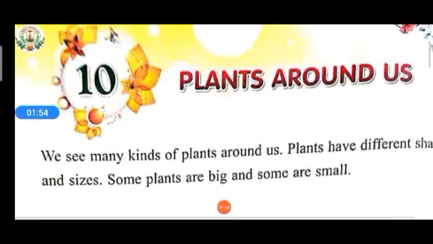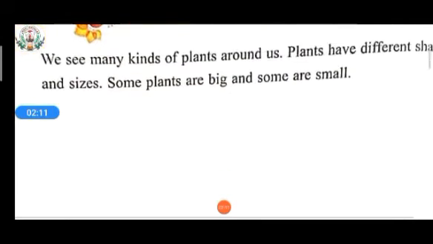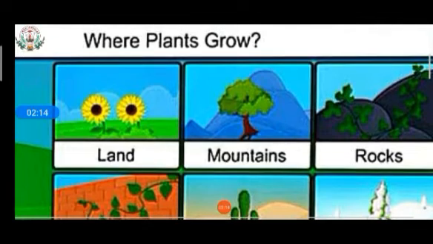As you all know, children, there are many kinds of plants around us, and the plants have different shapes and sizes. Some plants are big in size and some are small in size. Some have flowers and some have thorns. You can find plants everywhere. Plants can grow anywhere.